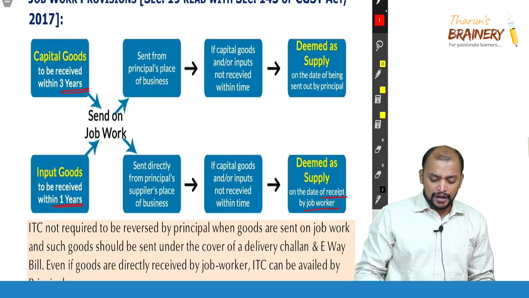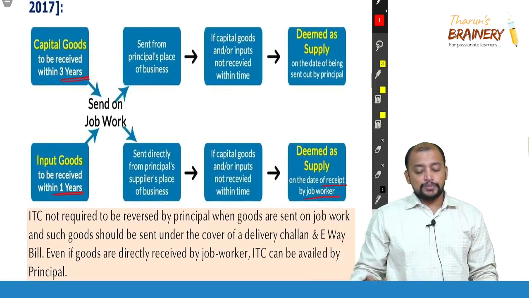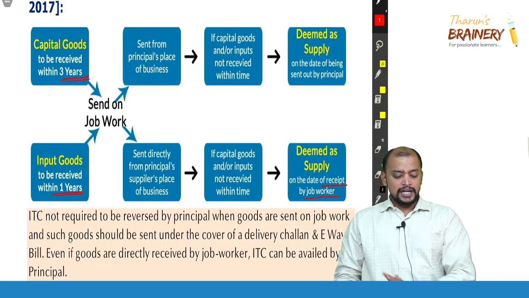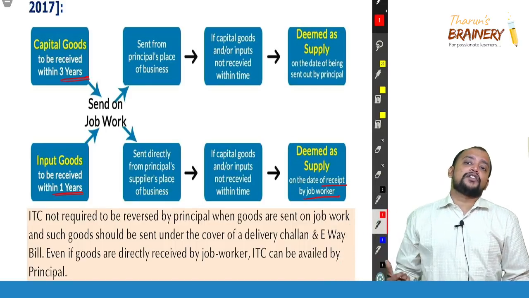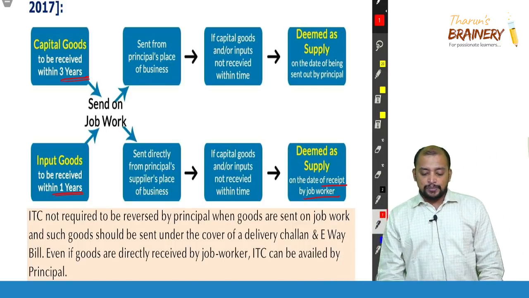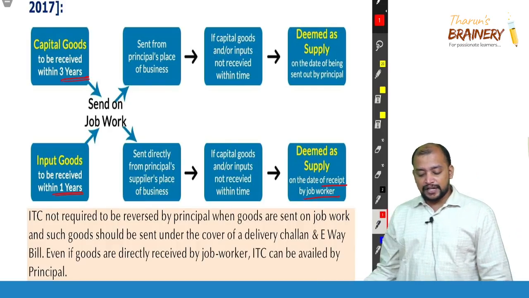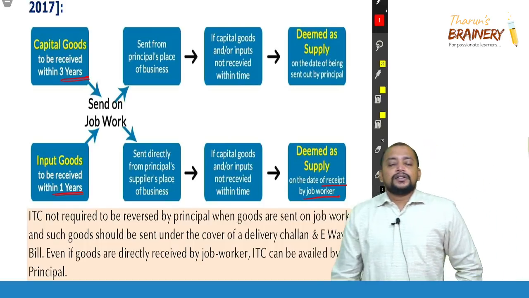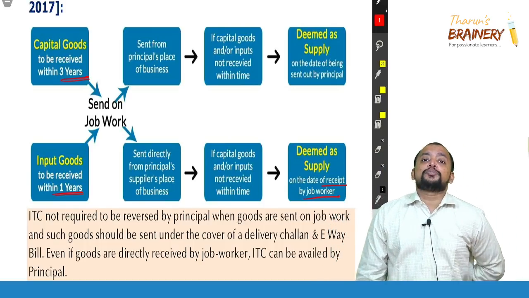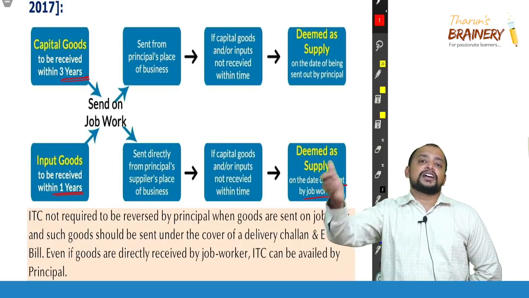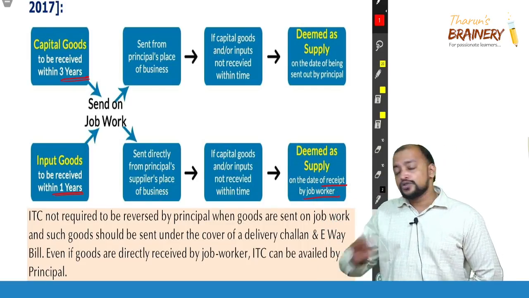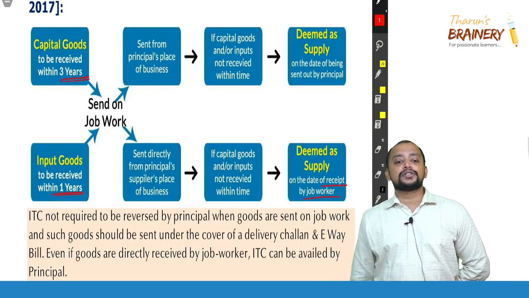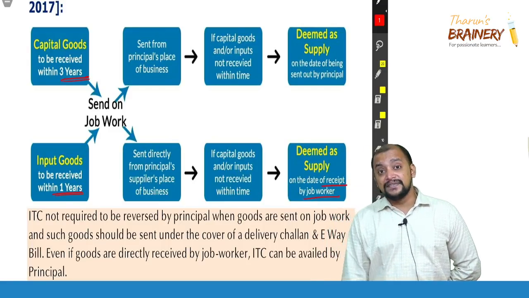Okay. Now, ITC not required to be reversed by the principal when goods are sent to the job work. And such goods should be sent under the cover of a delivery challan and e-waybill. Even if goods are directly received by the job worker, ITC can be availed by the principal. Okay, so principal can take. Why? Bill to ship to transaction. Goods are received by the job worker, but billing address can take the credit. So no need to reverse the credit when the goods are sent to the job worker. So these goods are sent to the job worker under the cover of a delivery challan.